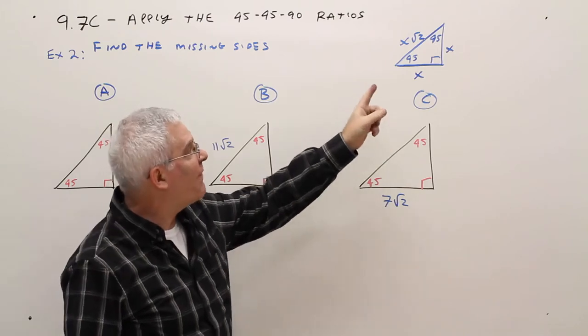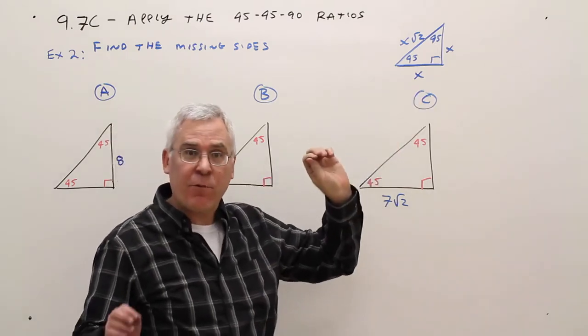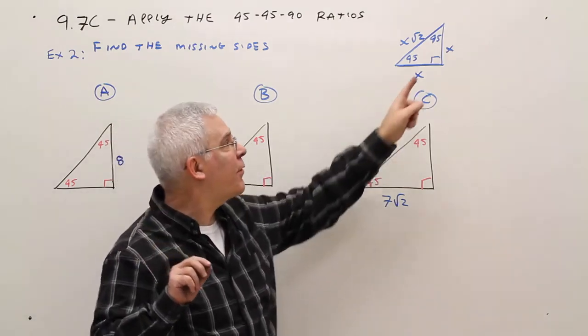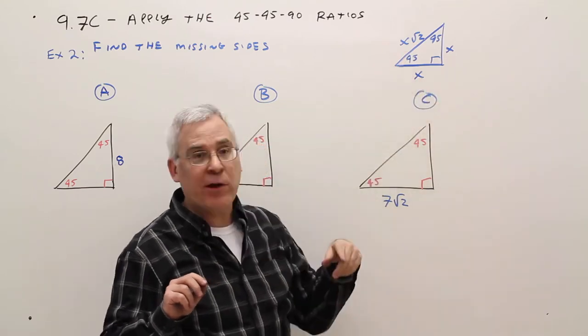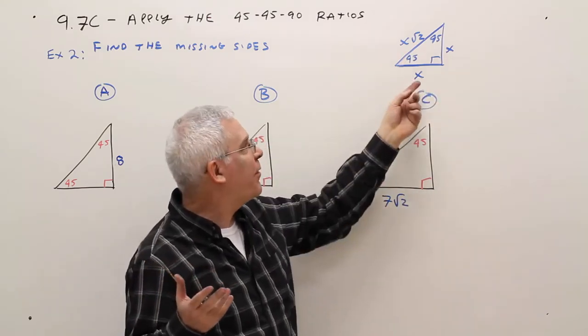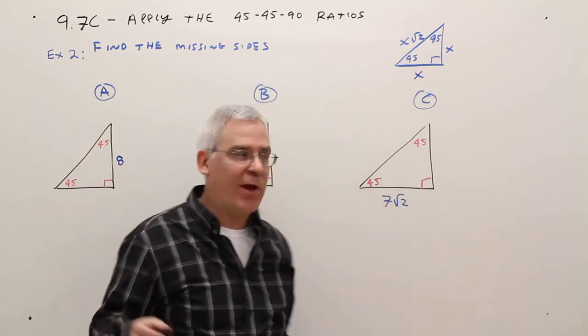Recall, for a 45-45-90 right triangle, you'll always have the ratios x, x, x rad 2. This one's pretty simple. The two legs are the same and just multiply by rad 2.